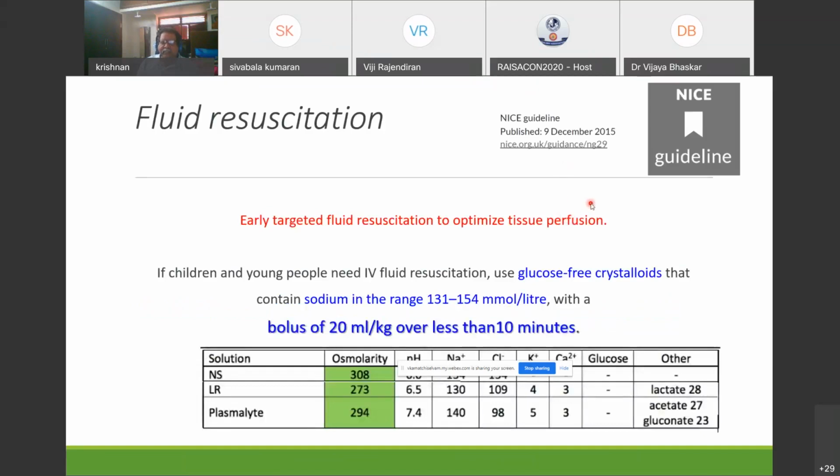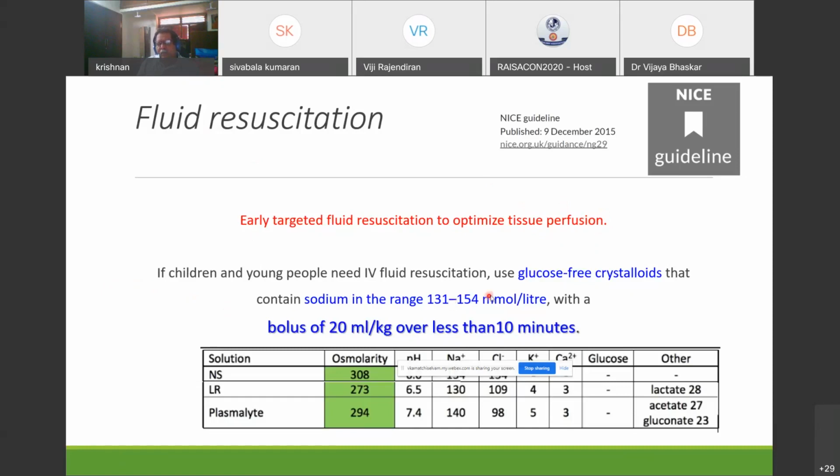So when the patient is in decompensated state, that means the BP is low. What they are given is early targeted fluid resuscitation to optimize tissue perfusion. Unless the tissue is properly perfused, the tissue will not get oxygen, so the tissue will go for hypoxic injury. So when you have a baby with hypotension, with dehydration, first thing is resuscitate. Resuscitate means give bolus fluids.